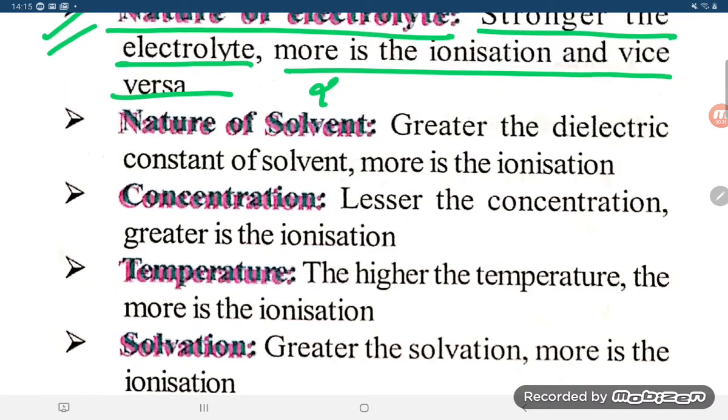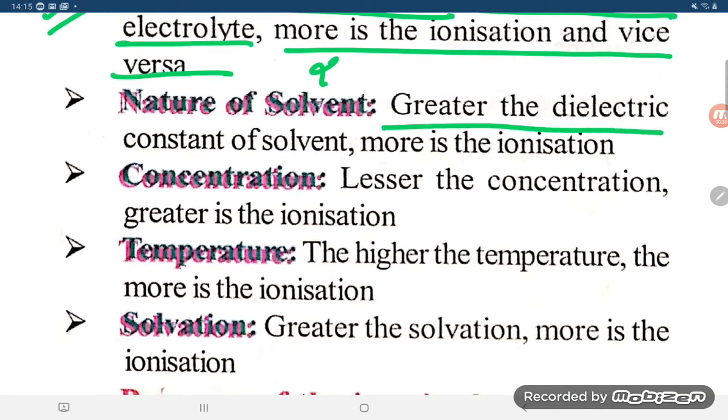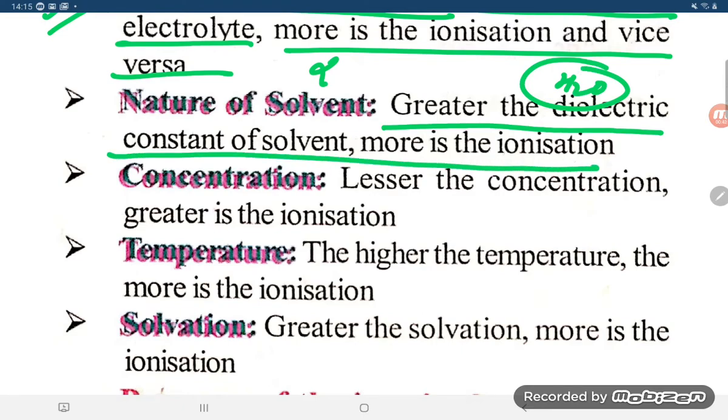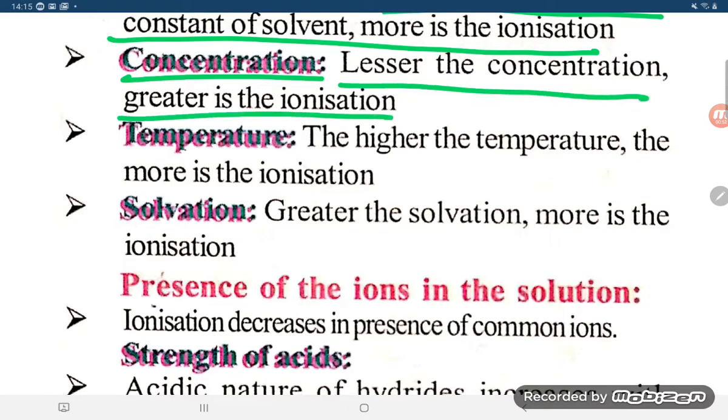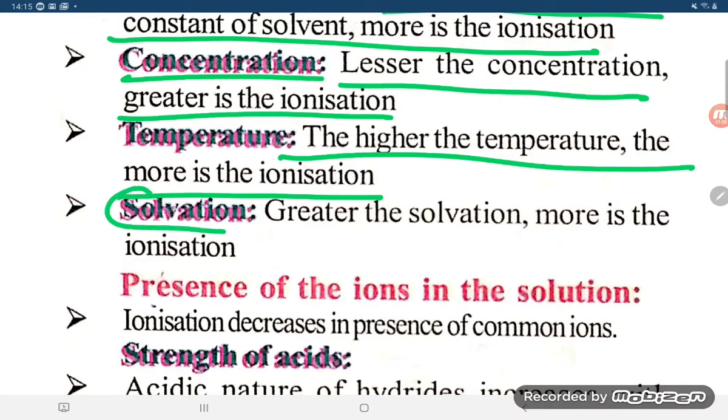Now, nature of solvent: the greater the dielectric constant, the more is the ionization. Water, for example, has a high dielectric constant, so there is more ionization. Next is the concentration: the lesser the concentration, the greater the ionization. Temperature: the higher the temperature, the more is the ionization. Solvation: the greater the solvation, the more is the ionization.